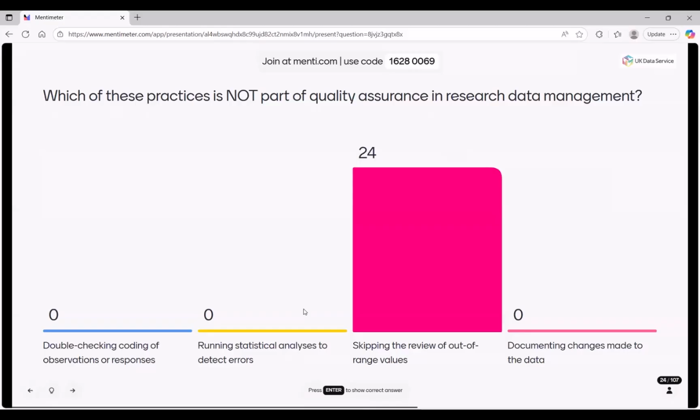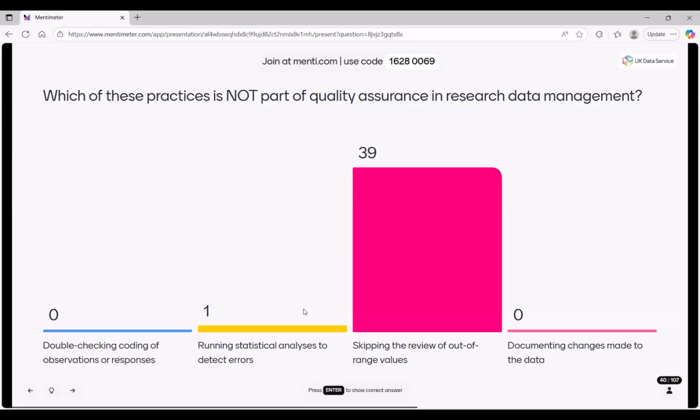Yeah, almost everyone says skipping the review of out of range values. Yeah, that's right.